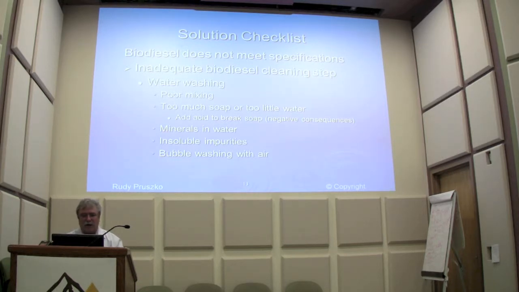Other ways of using water: if you have minerals in the water, you should use soft water, not hard water, if you're going to do washing. Ideally, reverse osmosis water or distilled water, but most people can get by with soft water. Insoluble impurities, water won't take care of the insoluble ones. And if you bubble wash with air, some people will bubble air through the bottom, which takes little bubbles of water up and washes and comes back down.